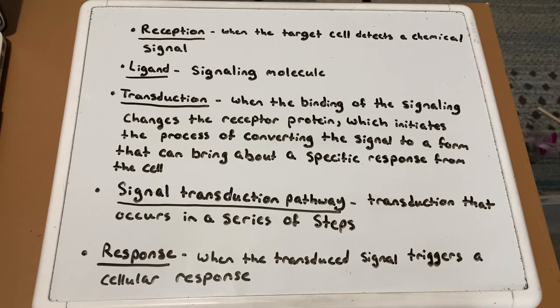The last stage is the response, which occurs when the transduced signal triggers a cellular response. Now this response can lead to many different things. For example, it could lead to the rearrangement of the cytoskeleton, or it can cause the activation of a specific gene in the nucleus. The 3 stages of cell signaling are extremely important for an organism, and must occur properly in order for the organism to function normally.